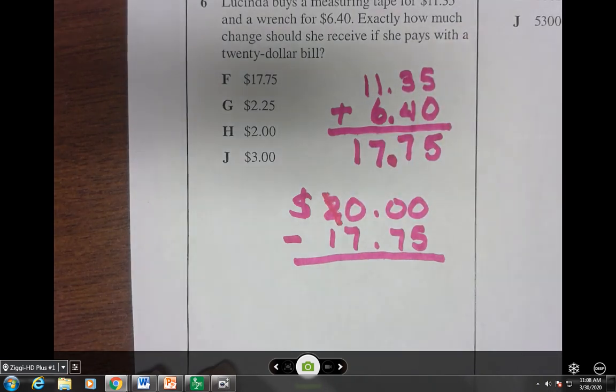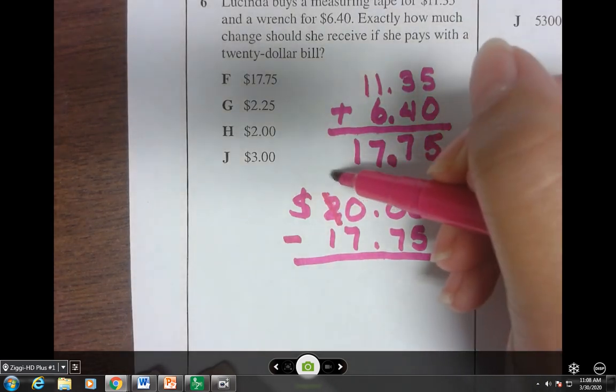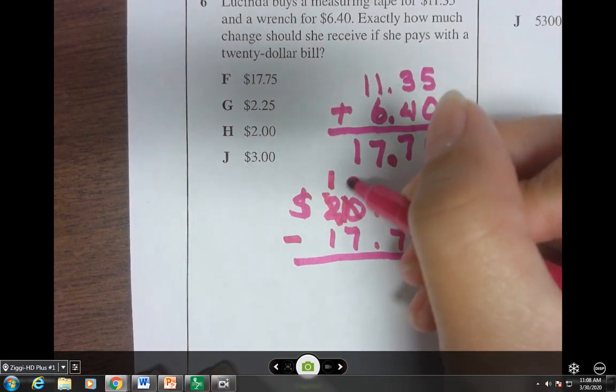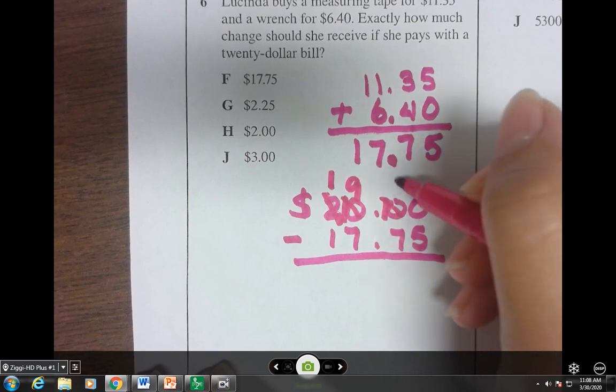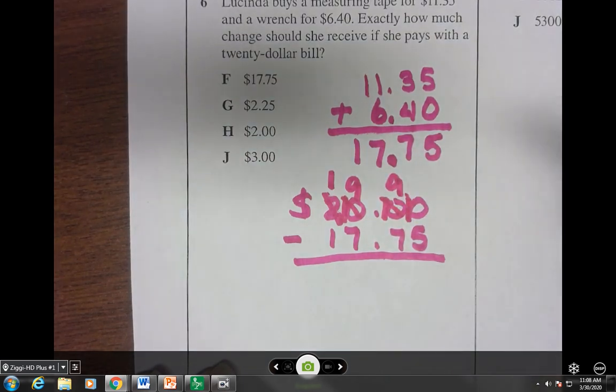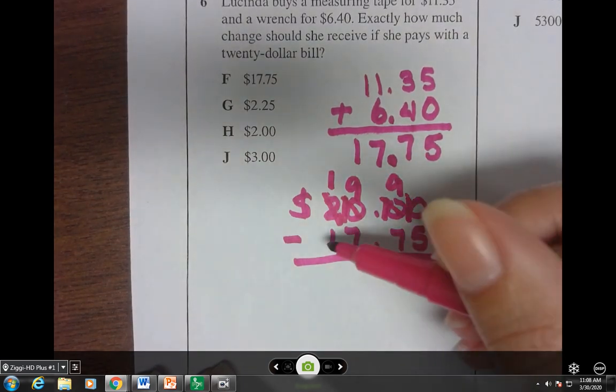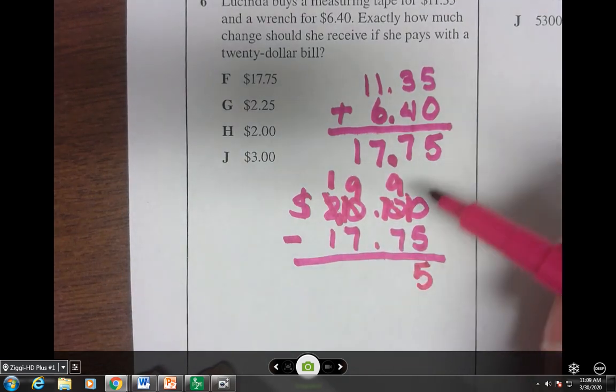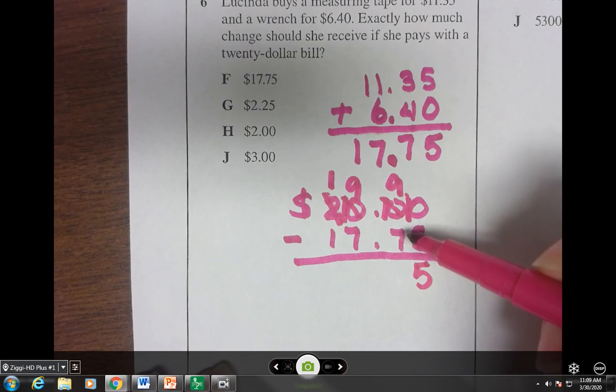So we would borrow from this 2, and that 2 would become a 1. And then we're going to share back with our neighbor every time. So we're going to share back all the way back till we get to where we can actually work the problem out. So now we have 10 minus 5 is? 5. Then 9 minus 7. Check that first before you subtract.